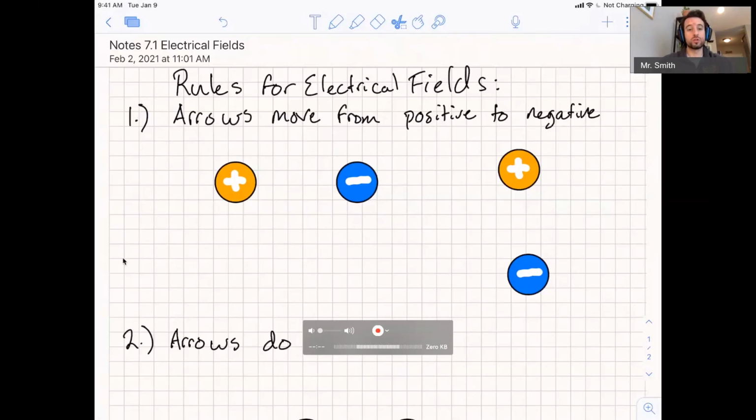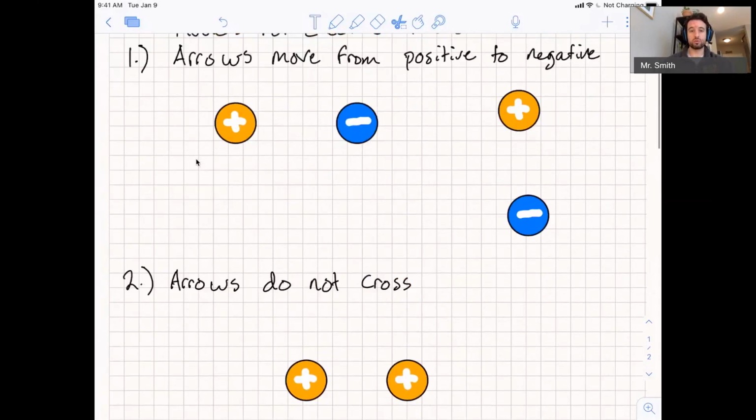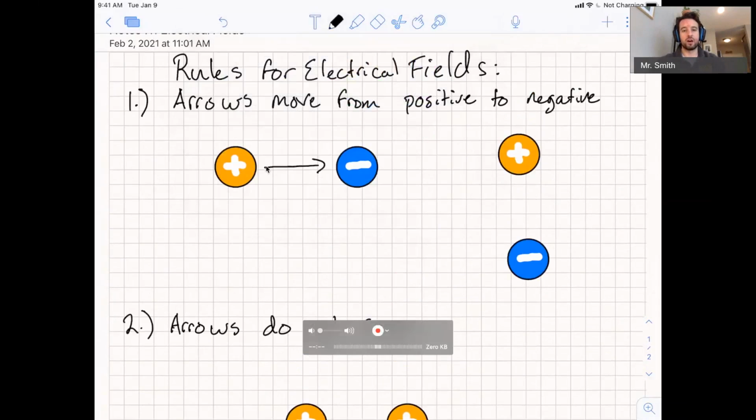Now, there are two rules, as you can see here, and I'm going to demonstrate them in these pictures below. So the first rule is that arrows will always move from positive to negative. So when you're drawing arrows, you want to have them drawn like this. Notice how at the positive end, the arrow is pointing away from the positive end and it's pointing towards the negative end.